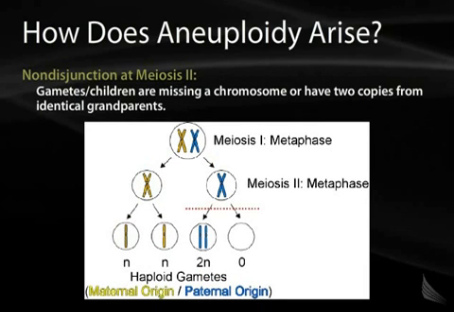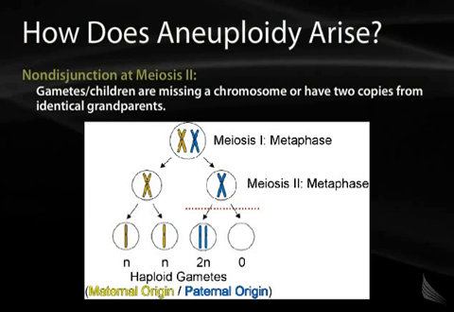Now, this same kind of thing can occur during meiosis II. Let's say meiosis I happens like it's supposed to, and we have separation of the homologous pairs. Now, if you see on the left, we get separation of the sister chromatids like they're supposed to, with each daughter cell getting one sister chromatid.